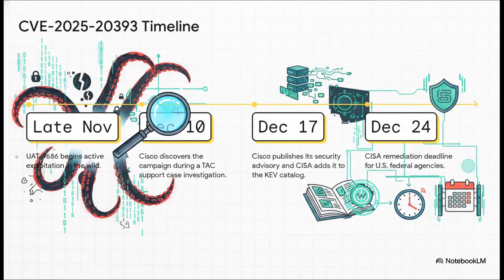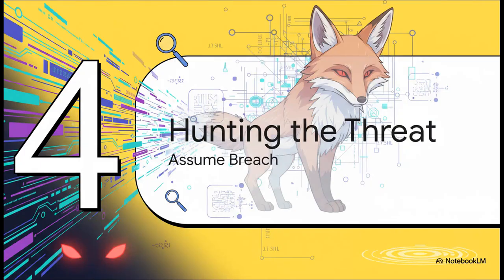And just look at how fast this all went down. Exploitation started in late November. Cisco stumbles upon it during a support case on December 10th. By the 17th, it's public, and CISA adds it to their Known Exploited Vulnerabilities catalog. That gave U.S. federal agencies just 1 week, over a holiday, to get this mitigated. That's a brutal timeline. Okay, so you've battened down the hatches and contained the immediate threat.